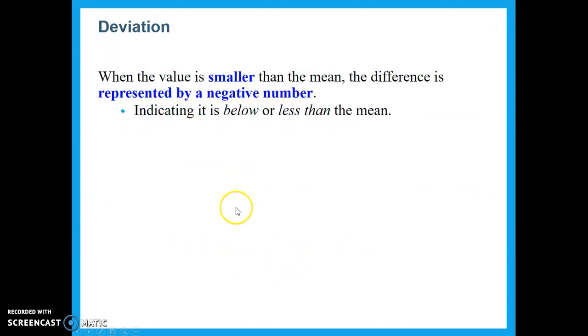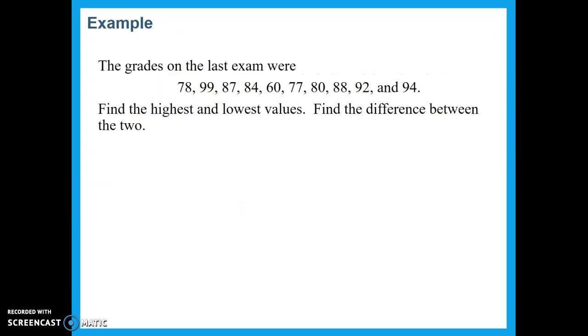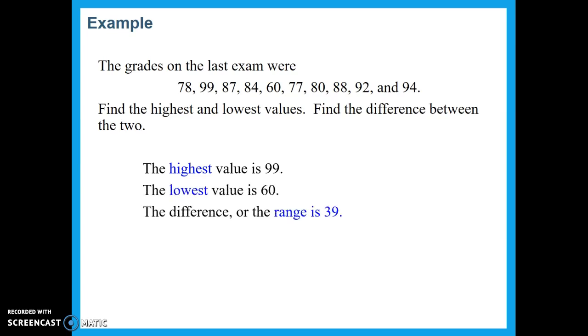When the value is smaller than the mean, the difference is represented by a negative number. So negative means it's below the mean. Positive means it's above the mean. So here are our grades again. We're going to find the highest and lowest values and then find the difference between the two. So our highest value is a 99. Lowest value is a 60. We find the range or the spread, which means we find the difference of 39.